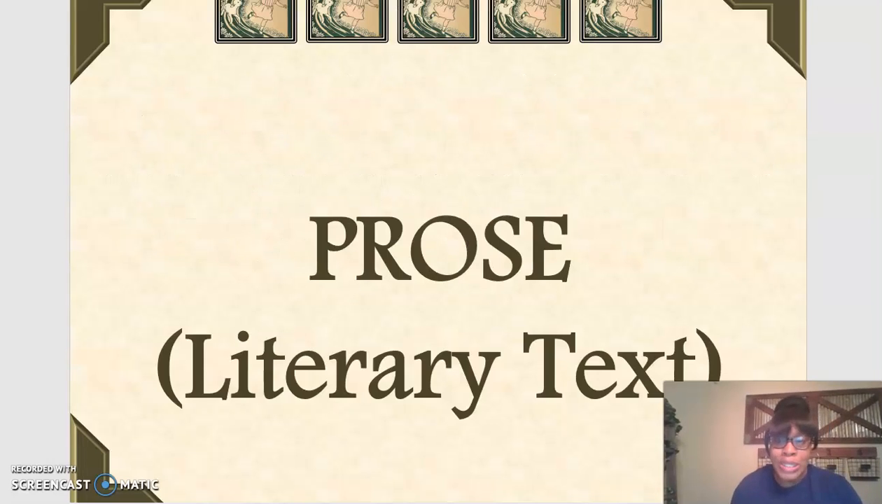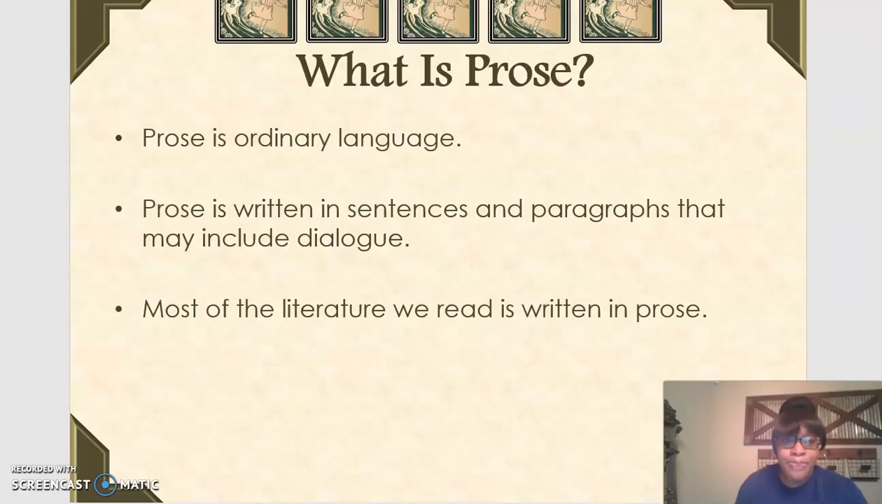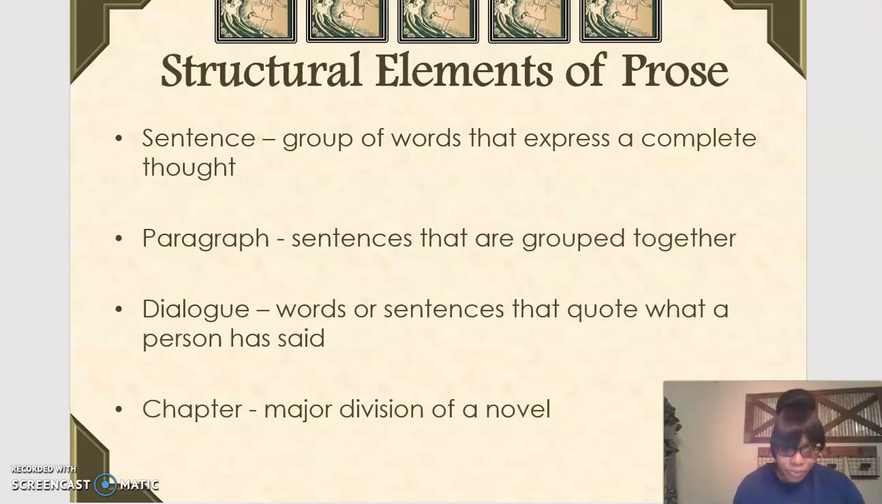Let's look at prose. This is your literary text. So, what is prose? Your prose is your ordinary language. That's your ordinary text, your ordinary literary text. But prose is written in sentences and paragraphs, and they may include dialogue. Most of the literature that we read is written in prose.